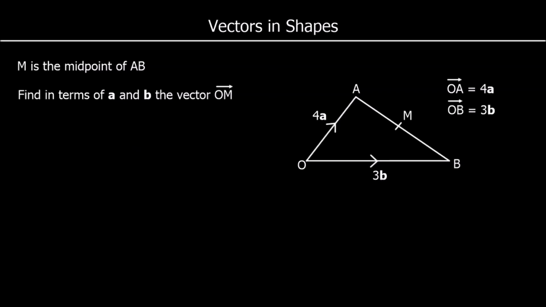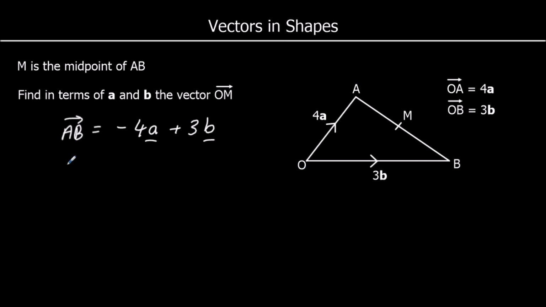And vectors in shapes. Here we're told we've got a triangle, and we're told M is the midpoint of AB. We can see that on the diagram. O to A is called 4A. O to B is called 3B. Find in terms of A and B the vector O to M. So we need to get from O to M. So we'll start by saying A to B. How can I get from A to B? I can go minus 4A plus 3B. So A to B is minus 4A plus 3B.